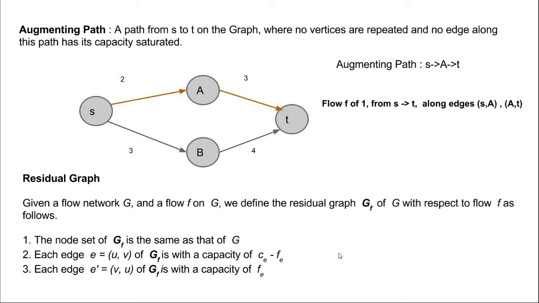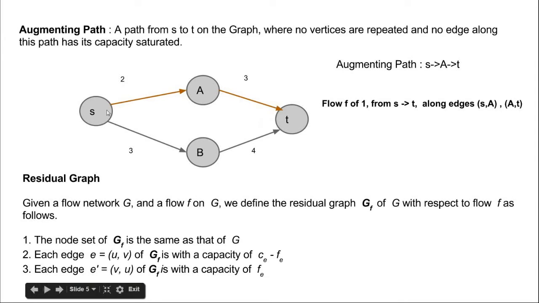Now let's assume there is a flow of 1 from S to T along the edges S to A to T. According to the residual graph definition, we subtract the flow F of 1 from the forward edges. So 2 will become 1, 3 will become 2. And we add reverse edges T to A with a residual capacity equal to the flow of 1.